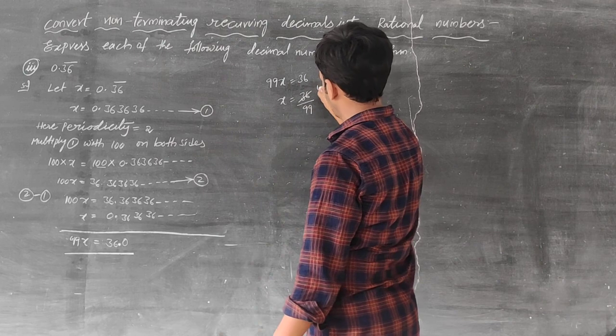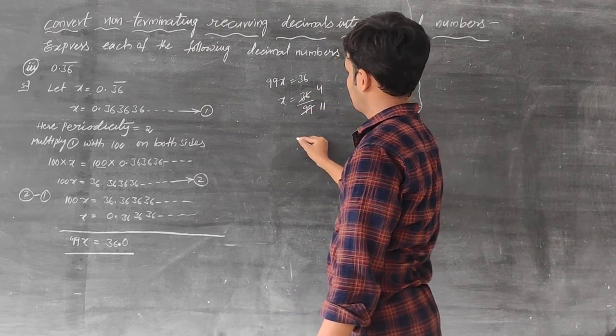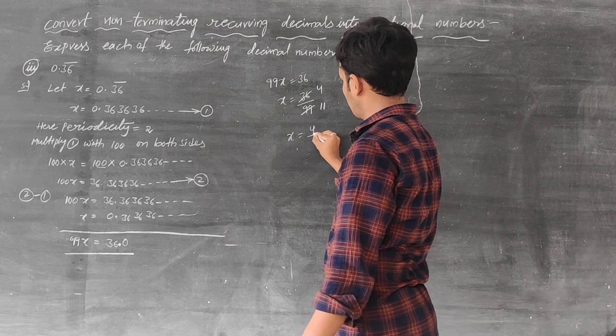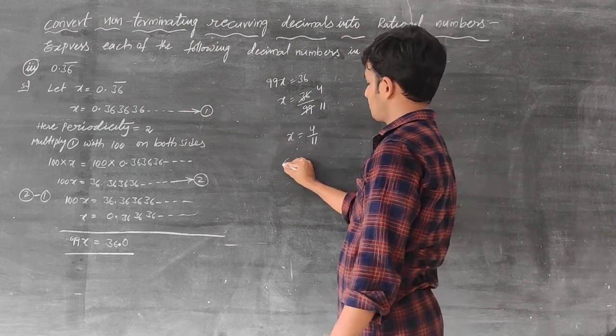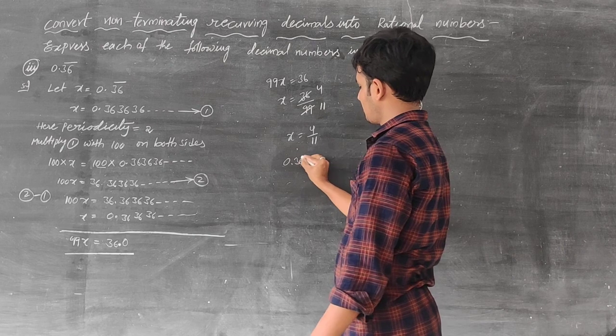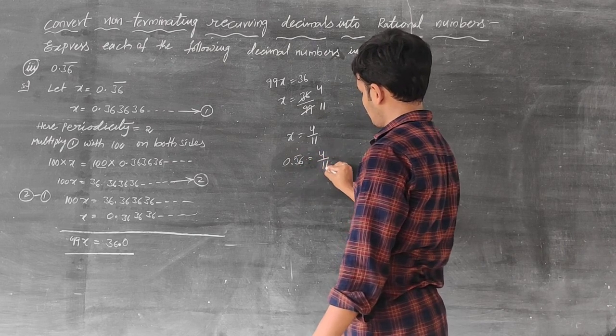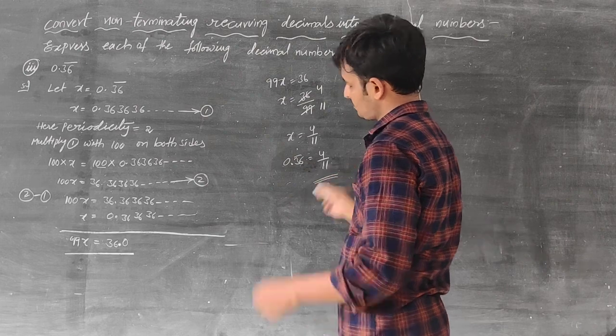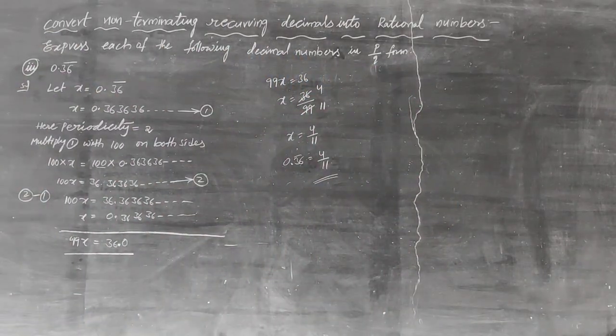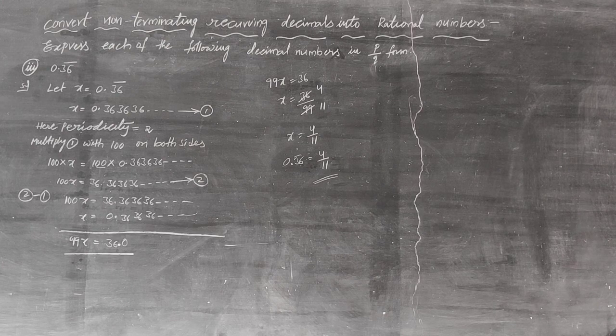9 table cancels here 4 times, 9 table cancels here 11 times. So x is equal to 4 by 11. X means 0.36 bar is equal to 4 by 11. This is the answer. Are you okay, my dear students? Note this one.